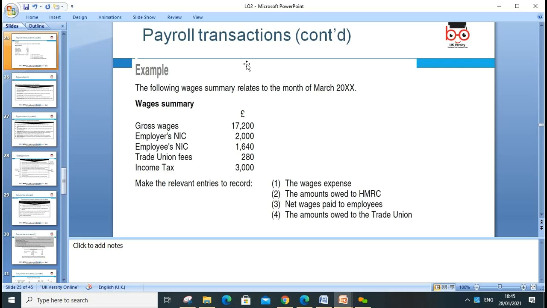So 17,200, I'll minus my 3,000. That makes 14,200. I also minus my NI, which is 1,640 pounds, and then I'll also minus trade union. Whatever will be left, that will be my net salary. Then this NI, employer and employee both, and the tax go to HMRC, which is the tax office. Any question? No. Okay, next.